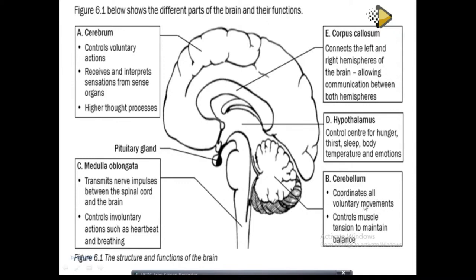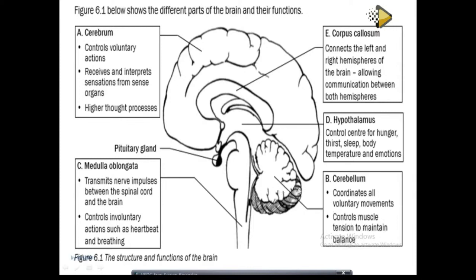Don't confuse voluntary actions, voluntary movements, and involuntary actions. Voluntary actions are actions you do on your own will. Involuntary actions are actions you do without your will. Voluntary movements are movements, and the cerebellum is just coordinating them, like walking and running. It also controls muscle tone and maintains balance.